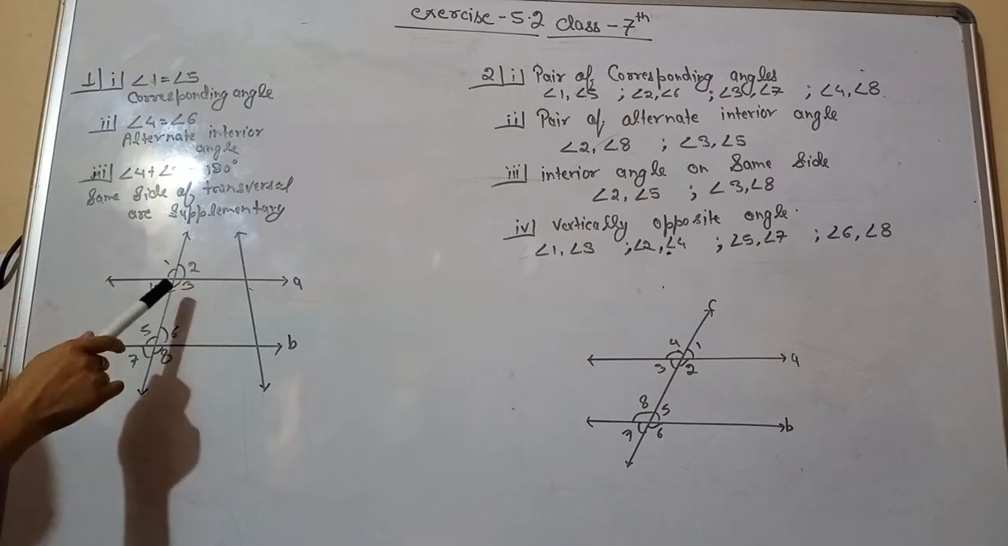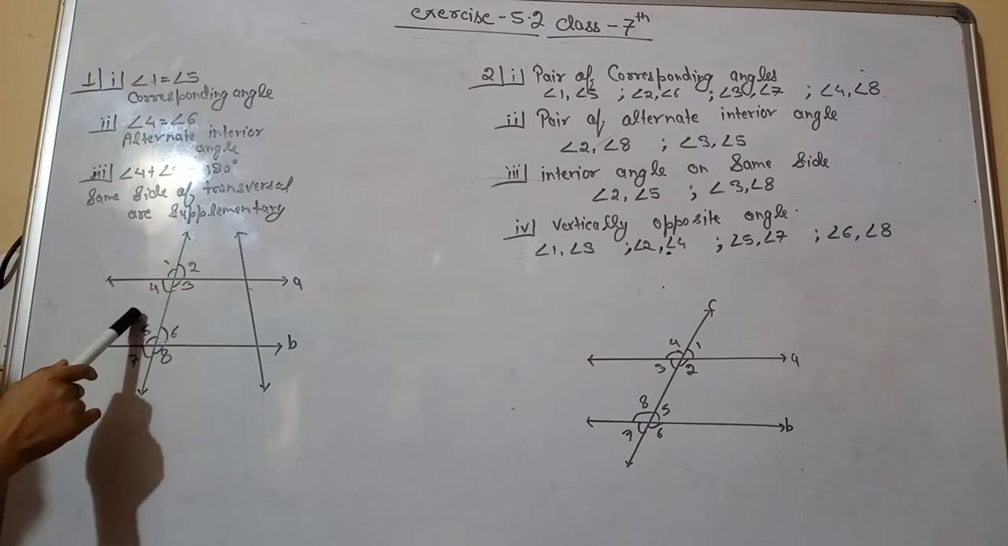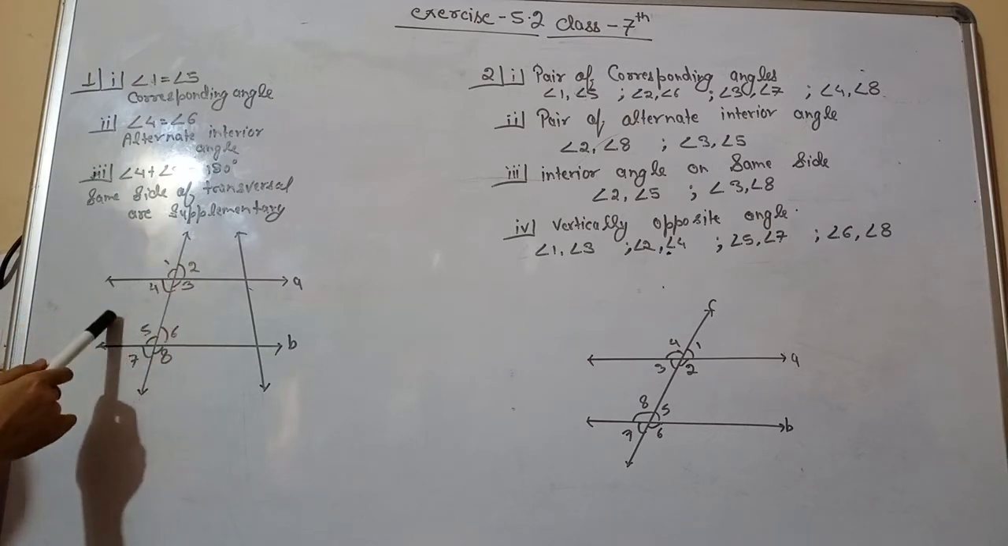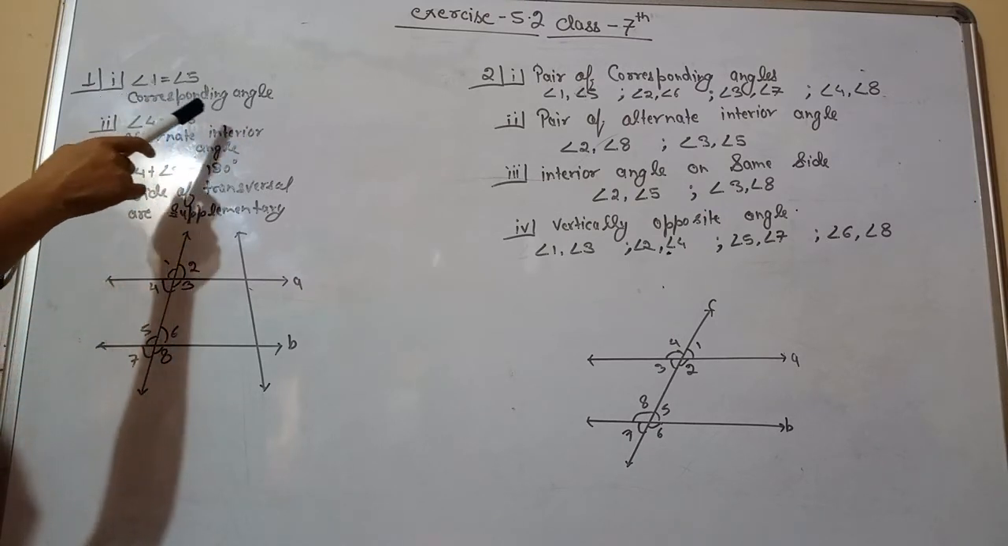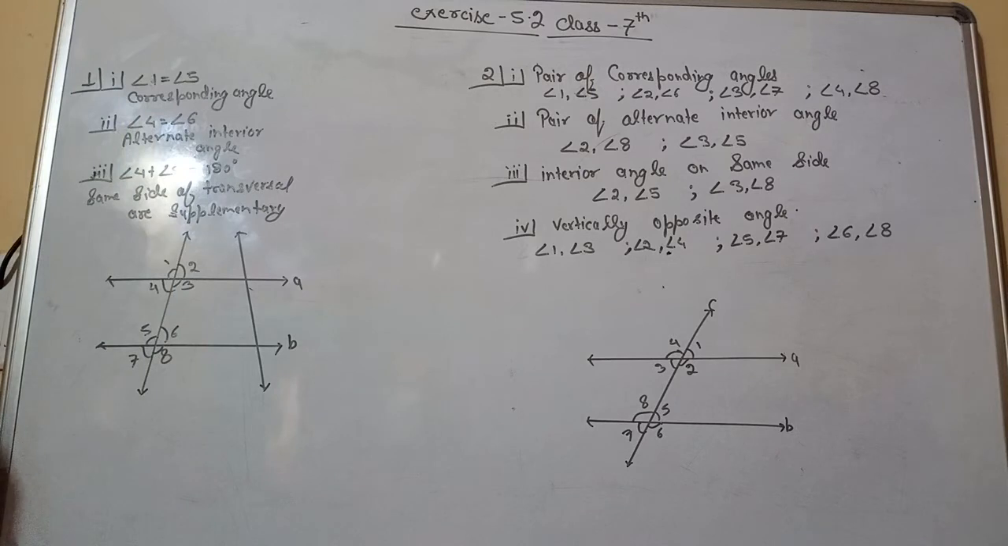So see here, 1 and 5. 1 is upside, 5 is also upside. 1 is left side, 5 is also left side. So same place, same side is called corresponding angle. So by corresponding angle property, these two angles are equal.